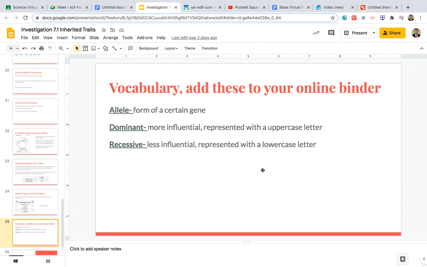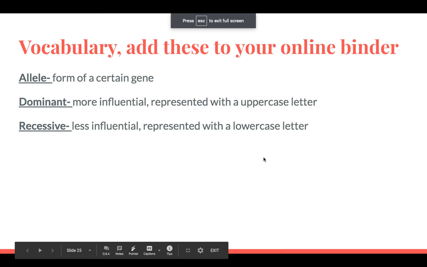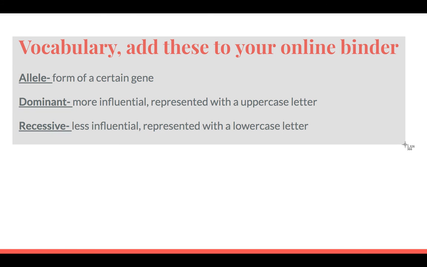Your homework is these vocab words. So we want to make sure we get these vocab words put in. I'm going to go ahead and take a screenshot, and I'll put this as the thumbnail. So that way you know exactly what you need to put in your binder.